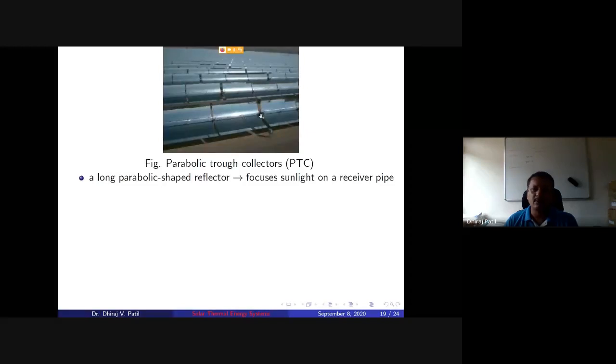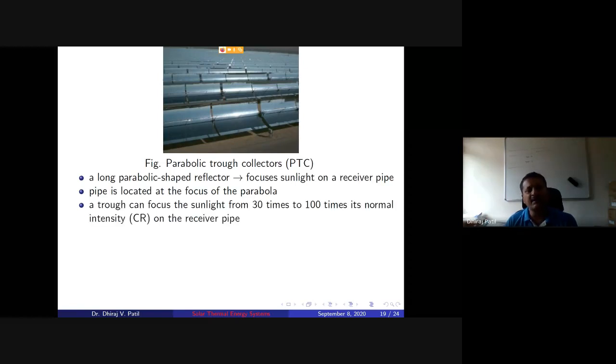On this focal length you are going to have an absorber tube, and because the reflection area is more than the absorber area, the reflection area divided by the absorber area, minus the shadow that you have for the absorber tube, will give you the concentration ratio. For these parabolic trough collectors, where the pipe is located at the focus of the parabola, the concentration ratio, CR, would vary from 30 to 100 times.